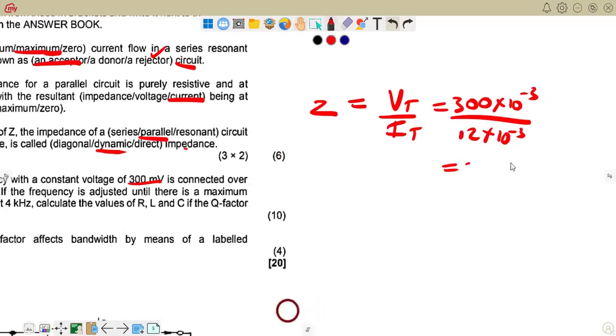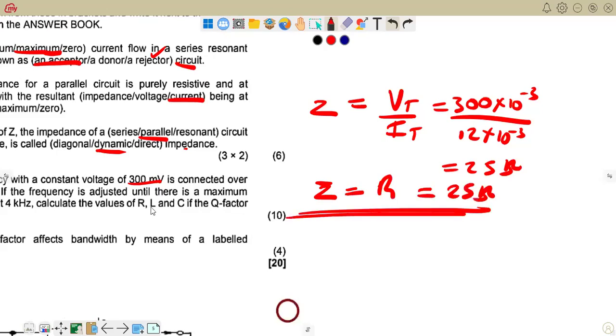So 25 ohms. Now, since we are at resonance, at series resonance is where we have the minimum impedance. Why? Because Z is now equal to R. So R is also equal to 25 ohms. So we have determined R. We have just calculated R.